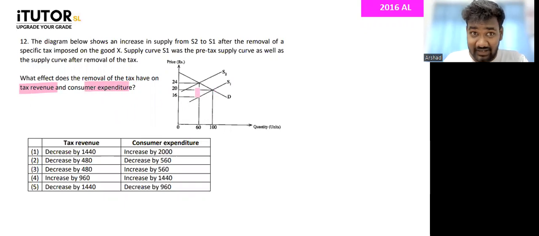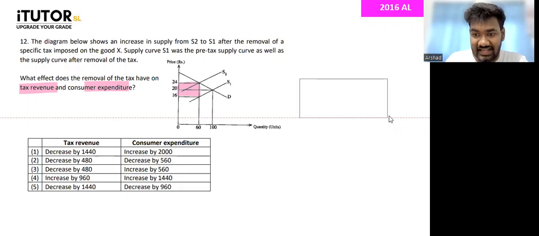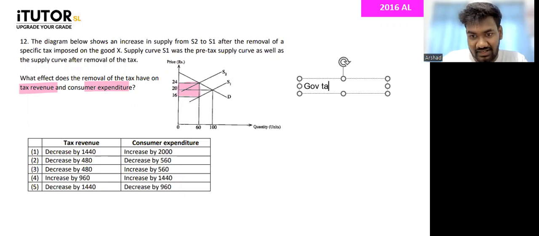First, can you tell me, guys, when this tax was imposed, how much was the government tax revenue? What is the area? The area is this area, right? This one, the 8 into 60. Do you all agree with me there? Government tax revenue is 8 into 60. That is how much? 480.